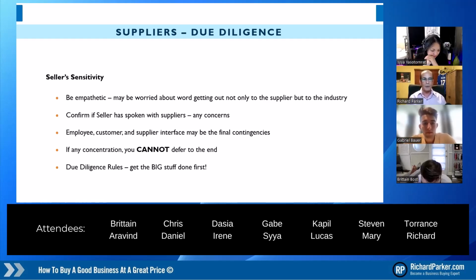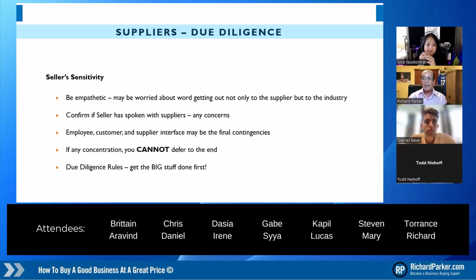You want to confirm if the seller has spoken with the supplier already and made them aware, and if there are any concerns. Employee, customer, and supplier interface often is the final contingency of the due diligence, meaning, and we'll talk about this in a second, the actual conversation with these groups becomes a contingency to your contract.